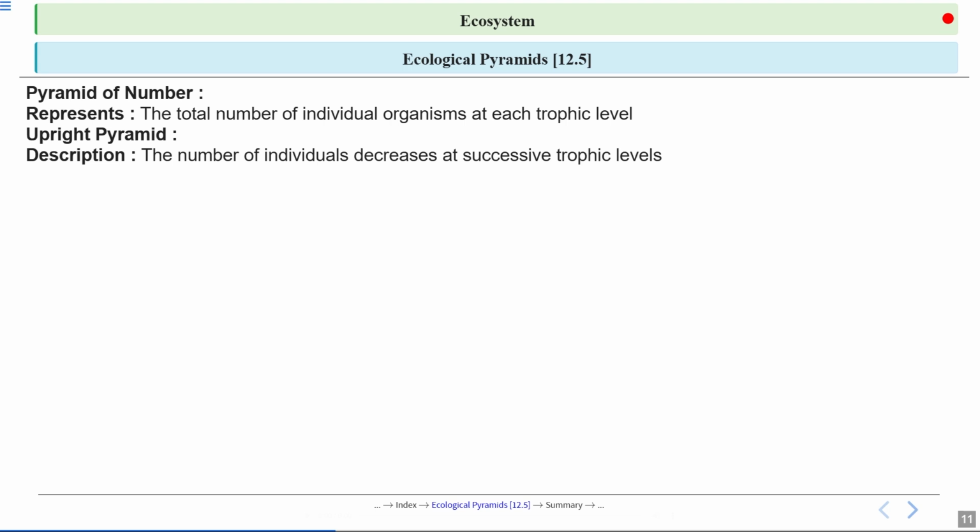Okay, so at the bottom there is the largest layer, or the largest number of individuals. And at the apex, you will have the least number of individuals. An example is the grassland ecosystem. Okay, so if we talk about the pyramid of numbers in the case of a grassland ecosystem, it will be upright.